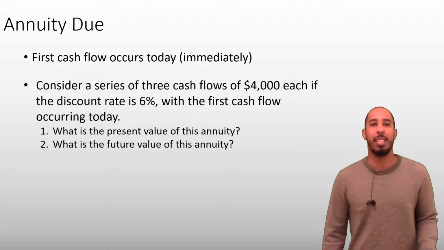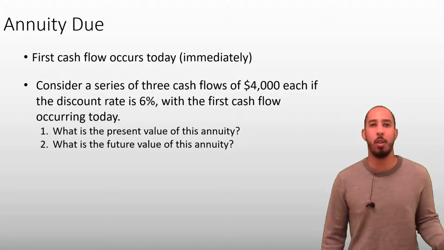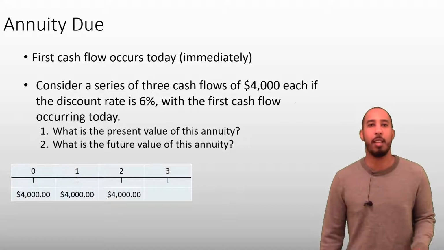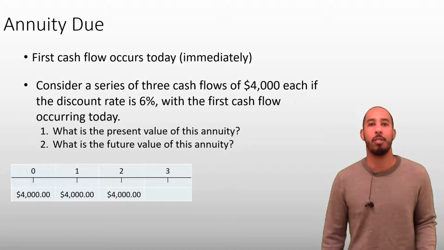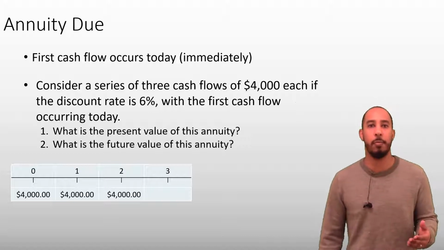We can begin with this example. Consider a series of 3 cash flows of $4,000 each with a discount rate of 6% and the first cash flow occurring today. We want to know either the present value or future value of this annuity. Putting it on a timeline, it's going to look like this. Since the first cash flow occurs today, we could put the initial $4,000 payment at time 0. And the next payment would occur at the beginning of the following year, and the next one at the beginning of that year as well.